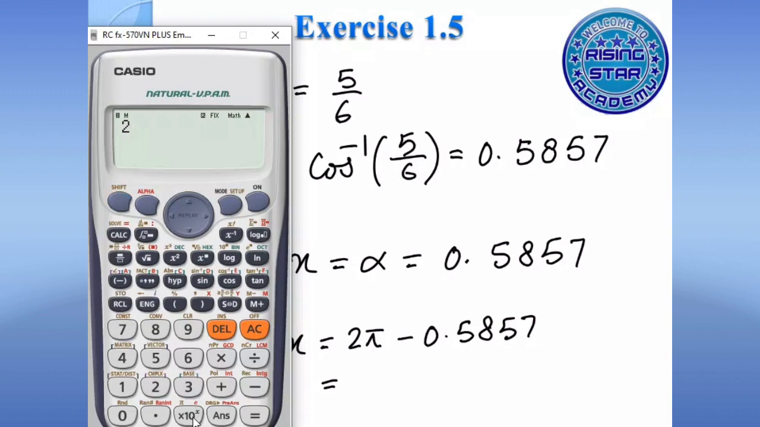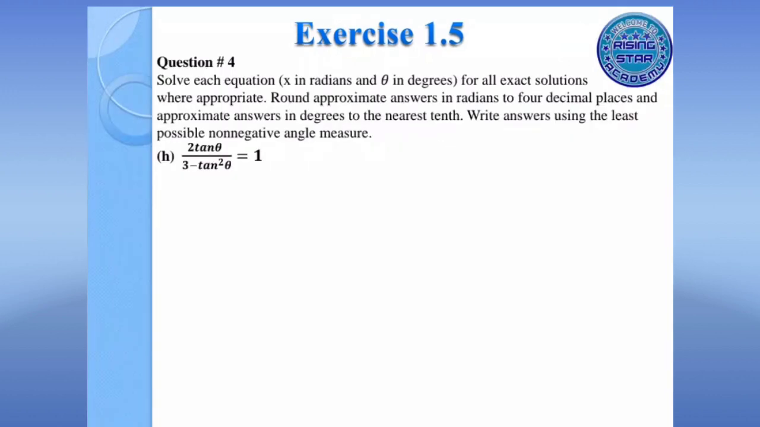So find it. 2 pi minus 0.5857. So that would become 5.6975. That is our next part.